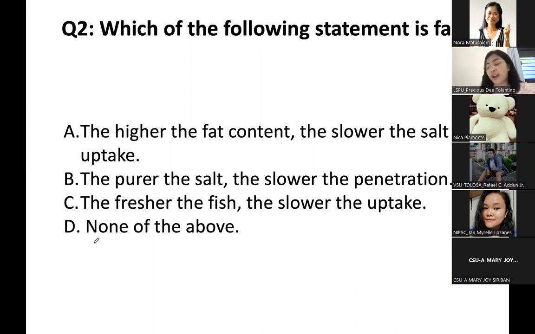Okay, so varied yung answers ninyo. Merong letter B, D, A, C, B, A. So false. Okay? Varied yung sagot ninyo. Okay. So intindihin natin kung ano yung sinasabi dito. So for letter A, the higher the fat content, the slower the salt uptake.